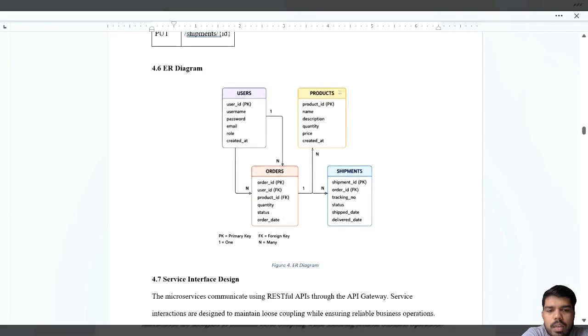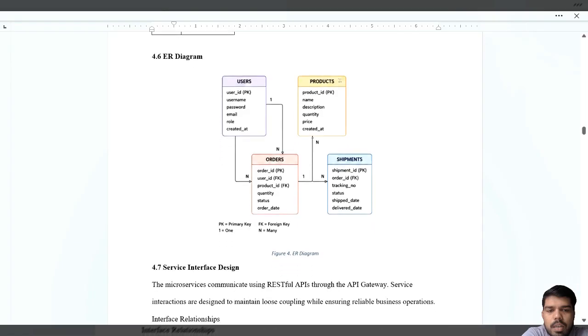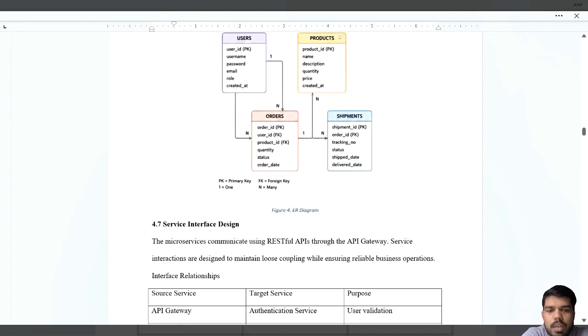And going forward, I have an ER diagram. This entity relationship diagram illustrates the database structure for the key entities like user, product, order, and shipments. A user can create multiple orders. A product can appear in multiple orders. Each order can generate shipment records. Primary and foreign keys maintain the data integrity and the relations of it.